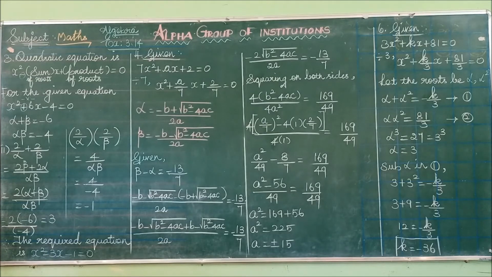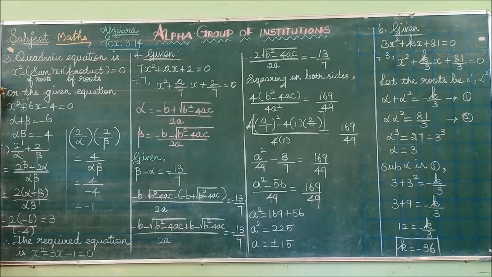So what is the third question? The roots of the equation x squared plus 6x minus 4, which is equal to 0, are alpha, beta. Find the quadratic equation whose roots are alpha squared and beta squared, then 2 by alpha and 2 by beta, and at last alpha squared beta and beta squared alpha. So listen, in this question what you have to find? They have given one equation with the roots alpha and beta, and we have to find another equation using the given roots.